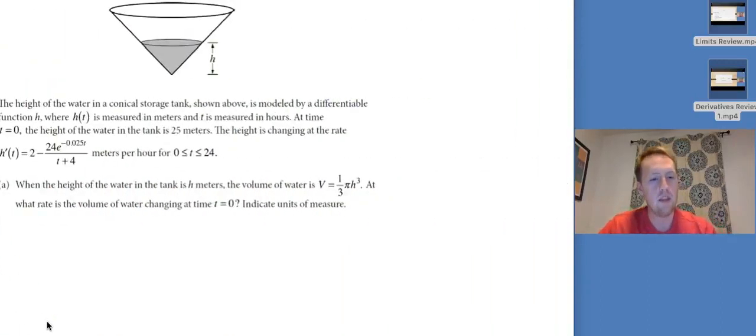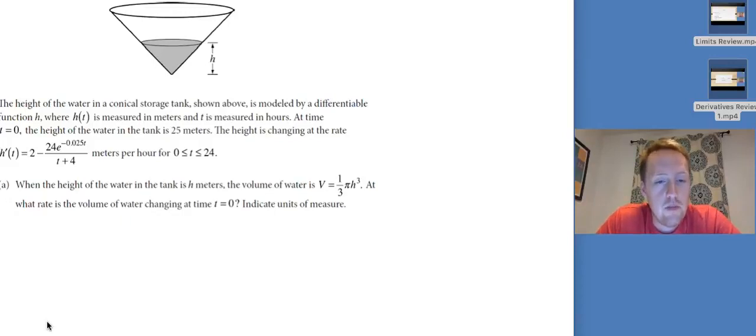All right, last one. The height of the water in a conical storage tank shown above is modeled by a differentiable function h, where h of t is measured in meters and t is measured in hours. At time t equals 0, the height of the water in the tank is 25 meters. The height is changing at the rate h prime of t equals 2 minus 24e to the t over 4 meters per hour for 0 to 24. When the height of the water in the tank is h meters, the volume of the water is given by volume equals 1/3 pi h cubed. At what rate is the volume of the water changing at time t equals 0?